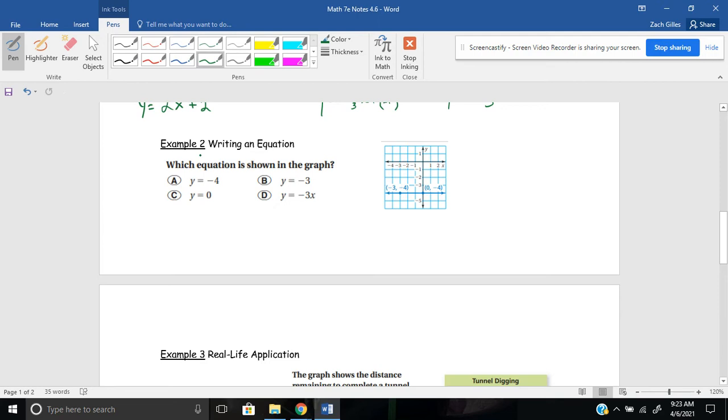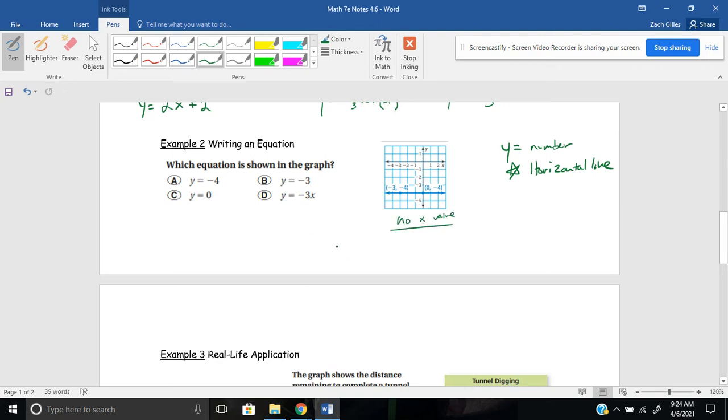Example 2 is a multiple choice, and it asks which equation is shown in the graph. And for these, it's a good reminder that whenever you have something like y equals and then a number, that's actually a horizontal line. So in this case, when it just has a line right here, you'll notice that our slope, if this were a roof, it would be a flat roof. There is no slope. There is no steepness to this. So that's why there is no x value.